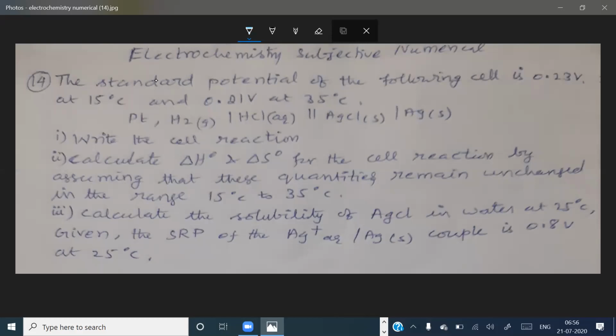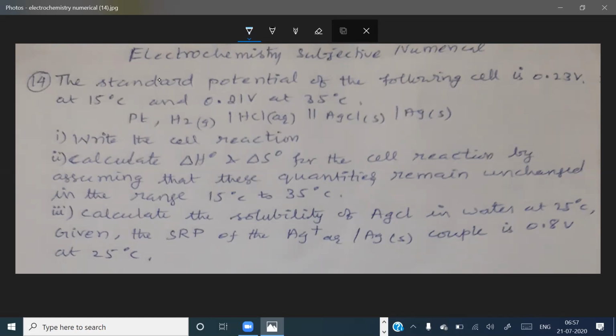On the right side of the salt bridge, you see the silver electrode is given. It is the cathode. In this silver electrode, the metal is silver, the metal insoluble salt is silver chloride, and the anion is Cl minus. In the second subdivision, we have to find delta H naught and delta S naught for the cell reaction in the temperature range 15 degrees Celsius to 35 degrees Celsius. In this range, delta H naught and delta S naught remain the same, is the assumption.